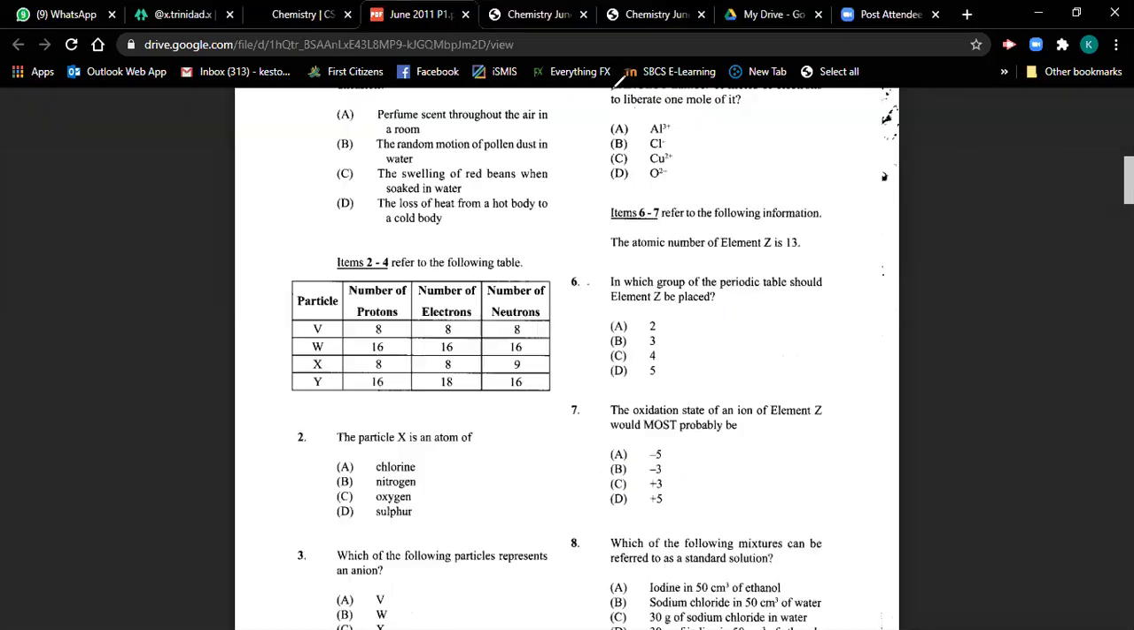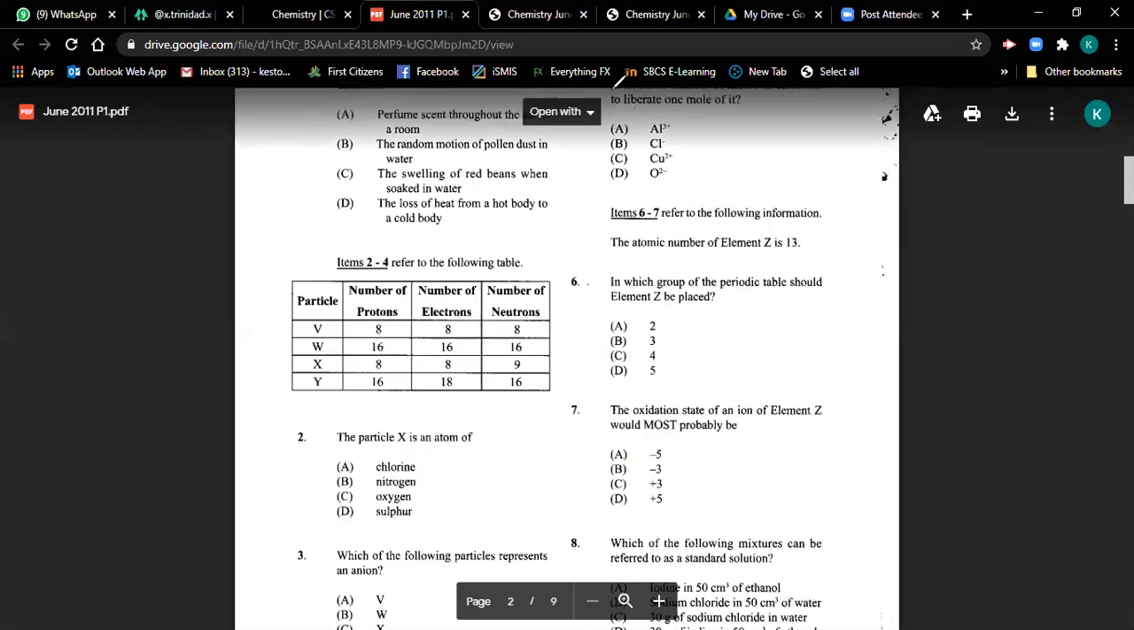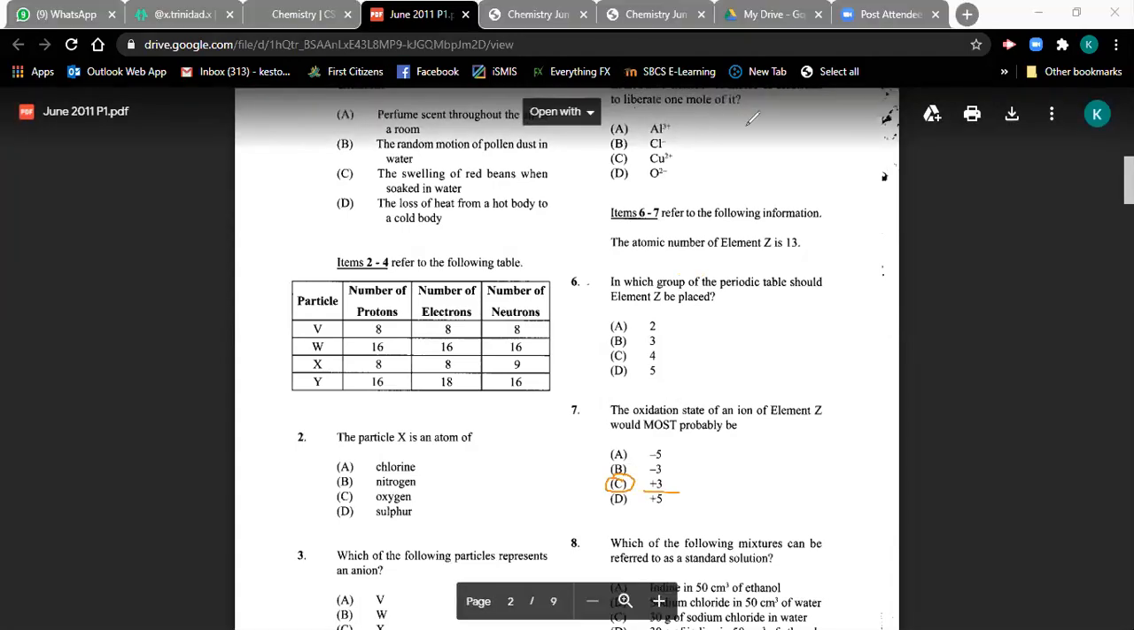The oxidation state of element Z would most likely be, well, if it's 3 on the outer shell, it will be positive 3, right? Like our transition metal. Because 13 would give 2, 8, 3. Oxidation state when it loses these 3 electrons, positive 3. Nice.